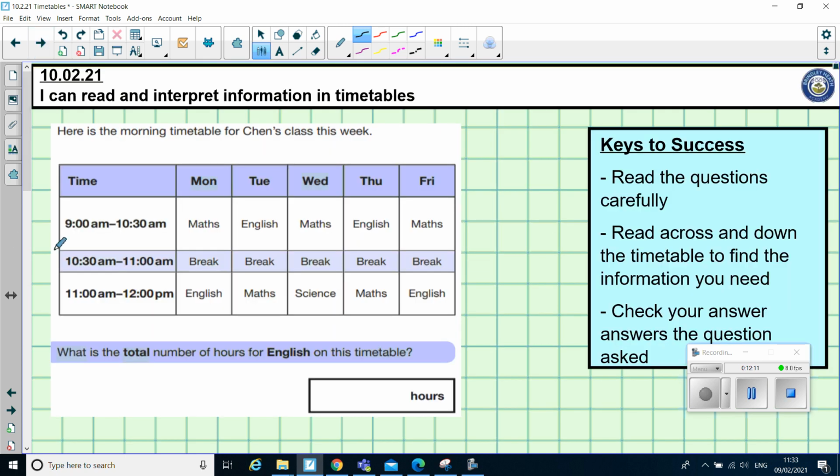Okay, we're going to have a look at another timetable question then. Here is the morning timetable for Shen's class. We've got the timetable. What is the total number of hours of English in this timetable? So I'd like you to pause the video now and have a go at this question, and then I'll go through the answer afterwards.